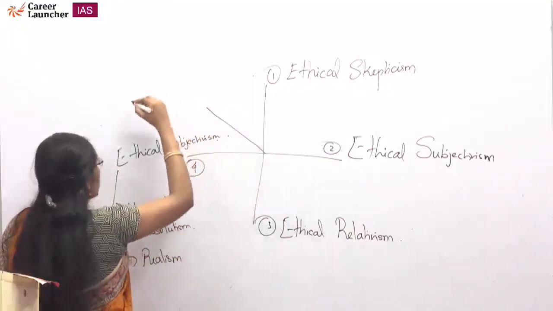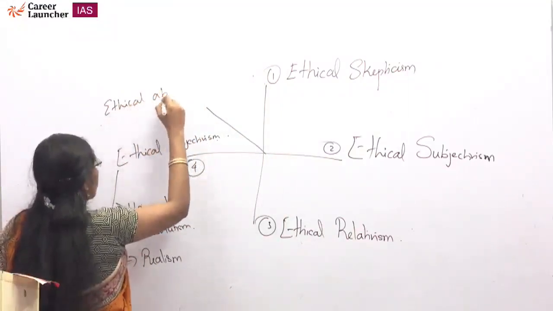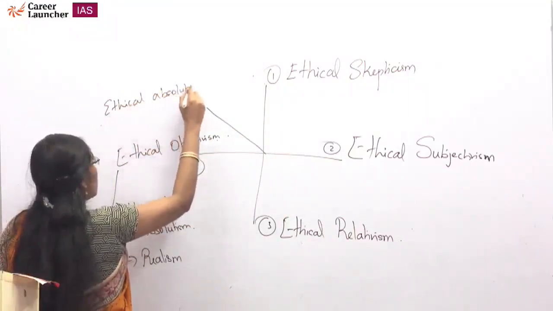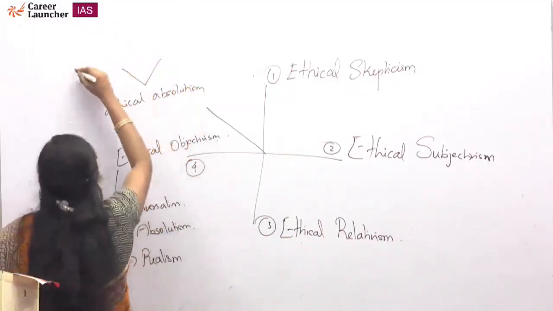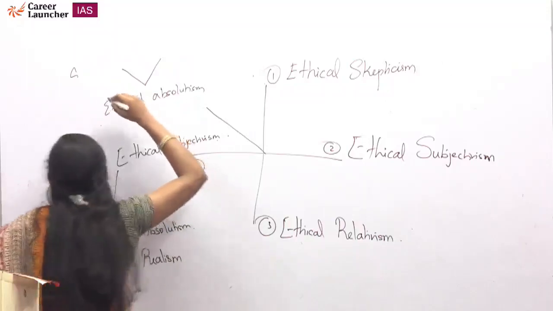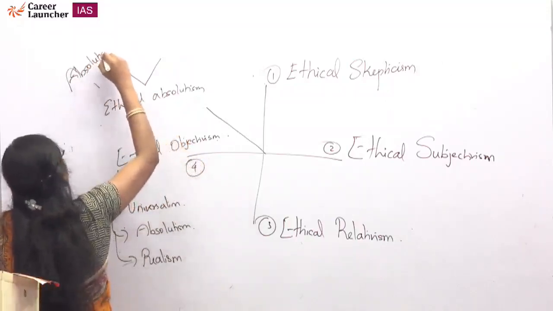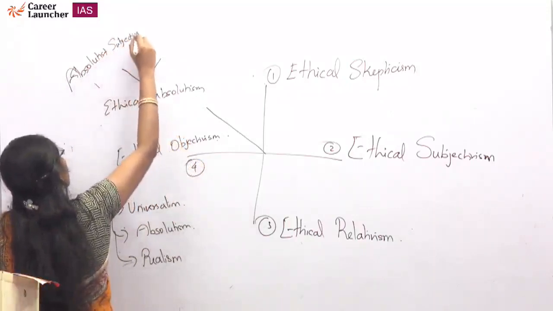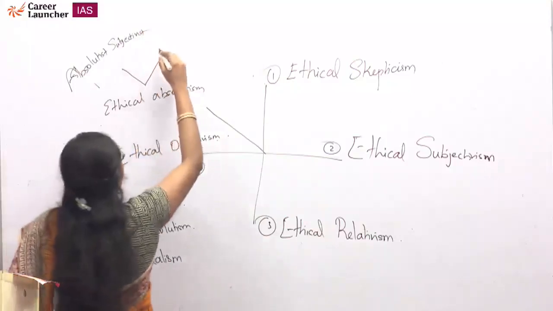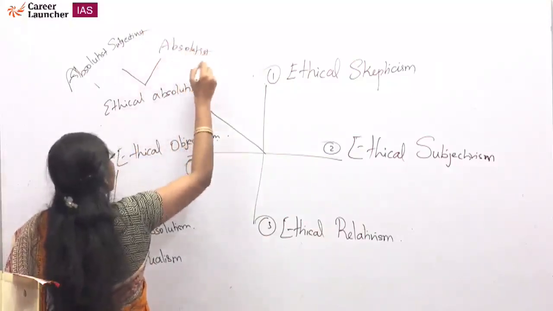So we are writing here again ethical absolutism. This is further divided into two sub-types: absolutist subjectivist, okay, and absolutist objectivist.